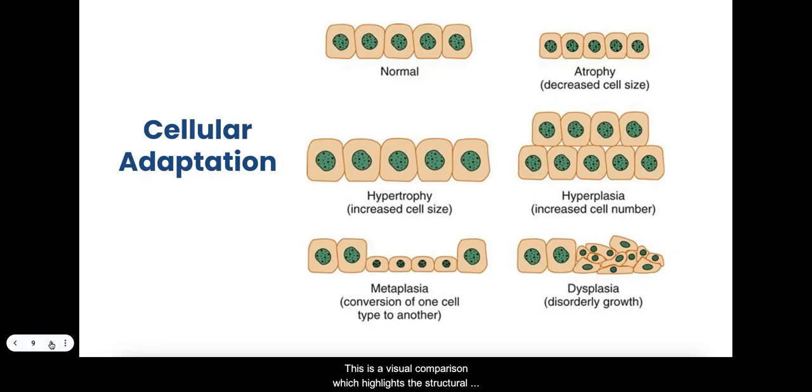This is a visual comparison which highlights the structural differences between normal tissue and adapted tissue. Notice how dysplasia shows disorderly growth compared to the uniform look of normal cells. Identifying these patterns is critical for early diagnosis, as some of these shifts are precursors to more serious conditions like cancer.